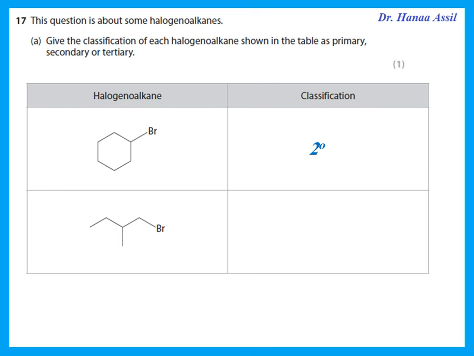What about this one? This one, the carbon that has the Br is attached to only one carbon. So this is a primary halogenoalkane.